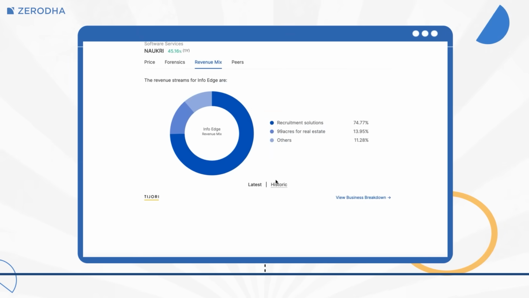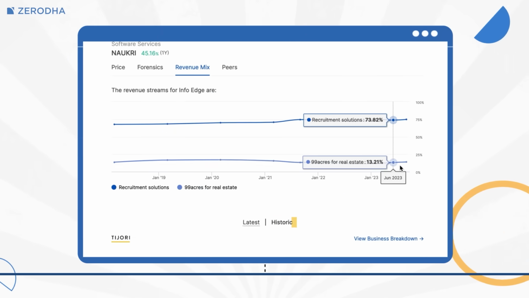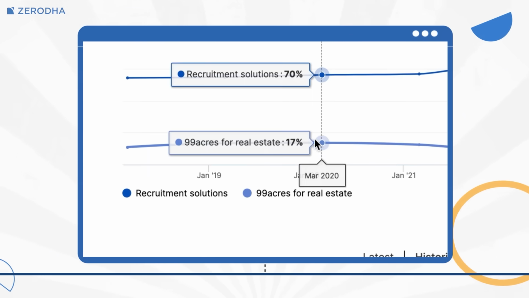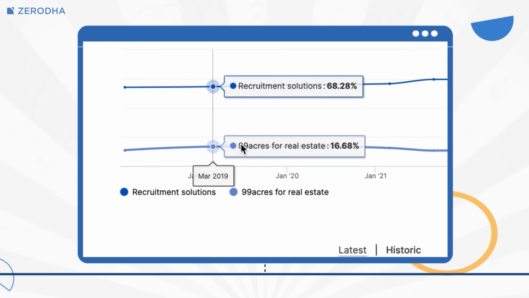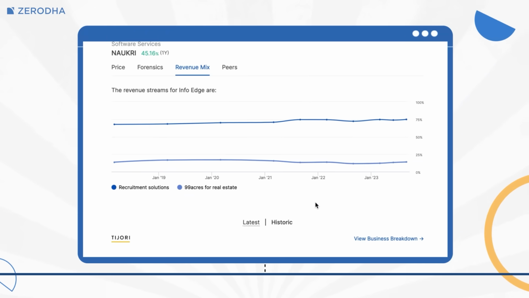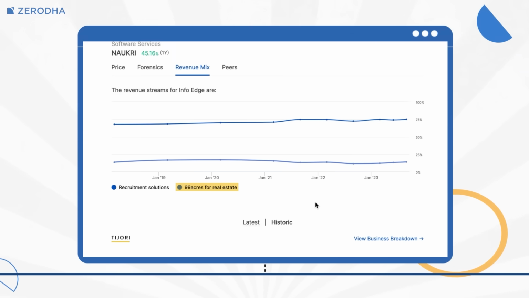You can also check the historical data to see how the revenue mix has changed over the past 5 years. Clicking on the line chart will show you details for the particular quarter. Here we take a look at the historical revenue streams of InfoEdge. Did you know that 99 Acres was owned by Naukri.com and they contribute 14% of the revenue?